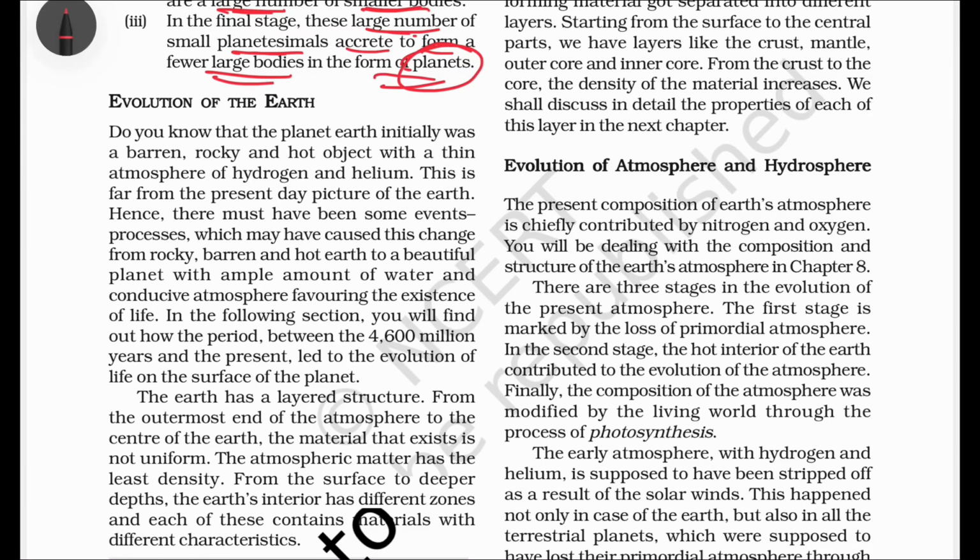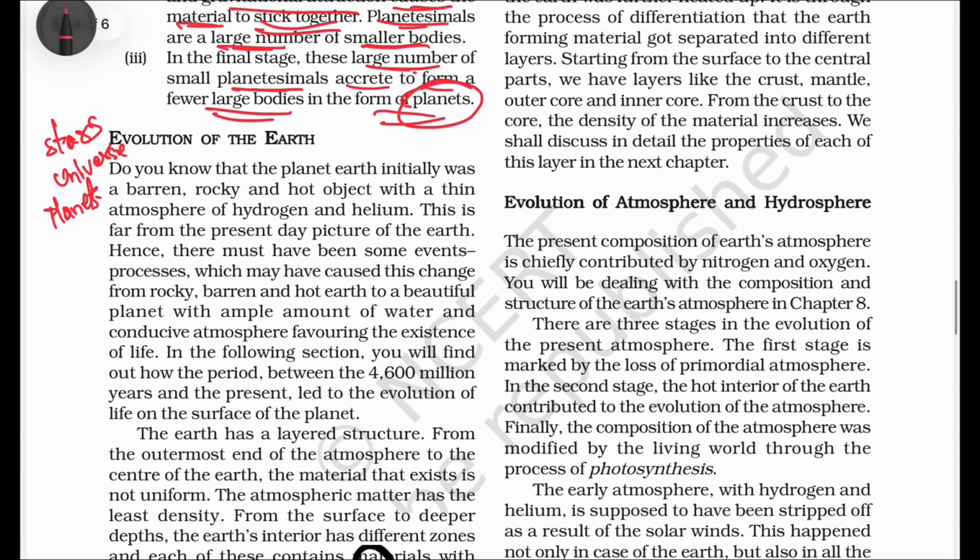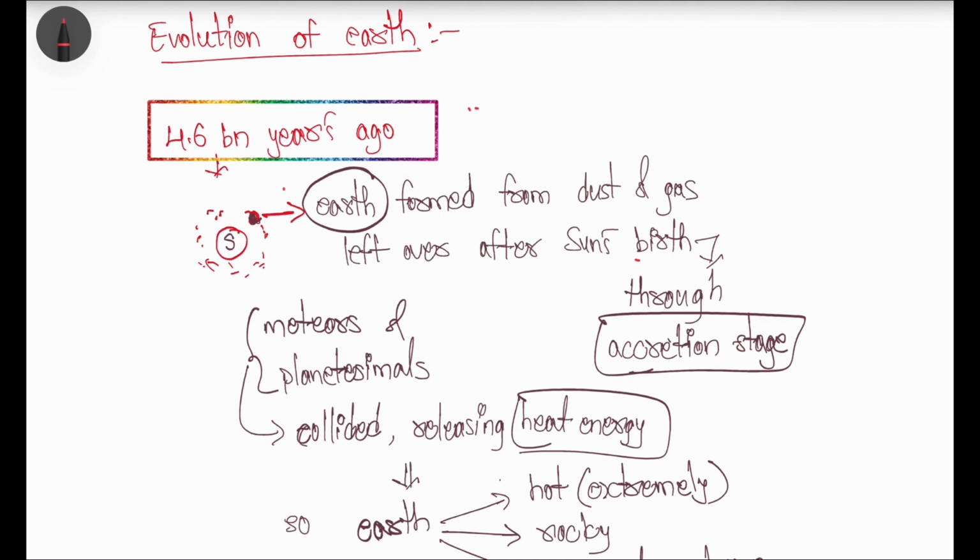So in the physical geography series, we are explaining the origin of Earth. Till now we have understood the origin of stars, universe and various planets. So in this video, in the NCERT itself, we will understand the evolution of the Earth. So let's understand the evolution of the Earth right now.